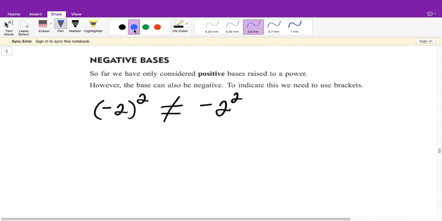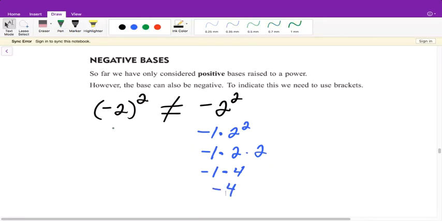All right, if our number is not in parentheses, that means that it is negative 1 times 2 squared. So it'll be negative 1 times 2 times 2, negative 1 times 4, or negative 4. When it's in parentheses, that means that entire number is being raised to the second power. So that means this is negative 2 times negative 2, and negative 2 times negative 2 we know is equal to 4. So as I was telling you, they are not equal to each other.